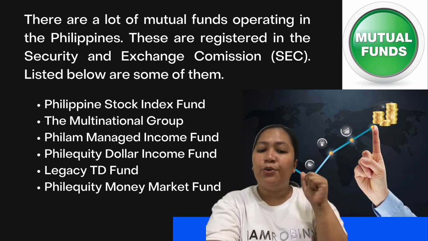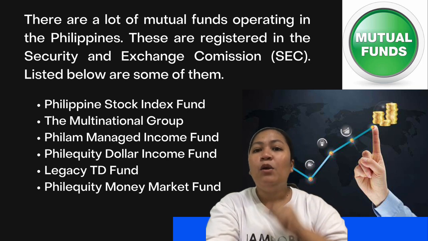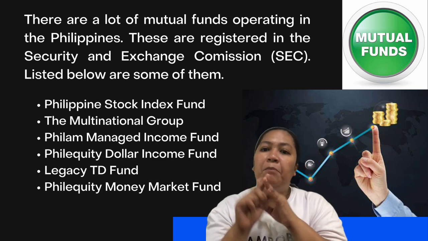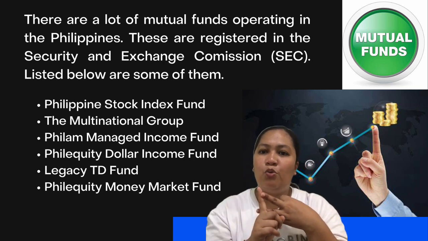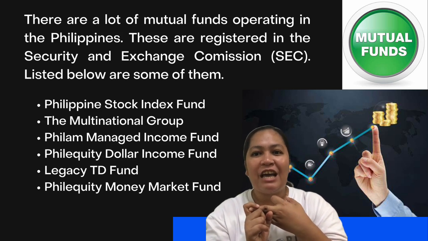Alright, so that concludes our topic for today. So again, we have discussed the three types of investment, that is the stocks, bonds, and the mutual fund. Alright, so please study and we will be having a quiz after this.